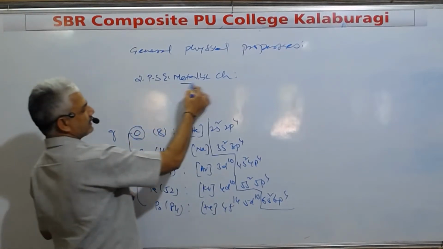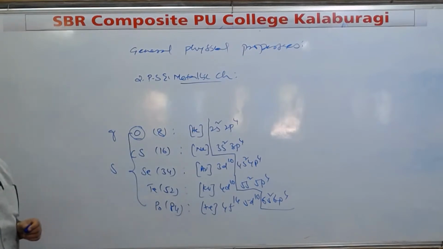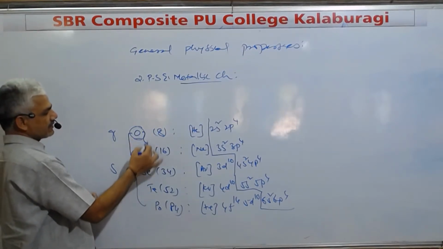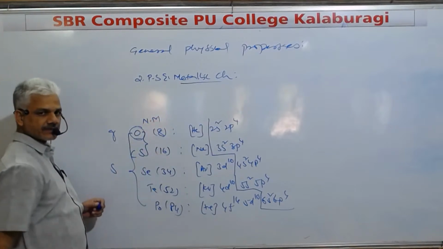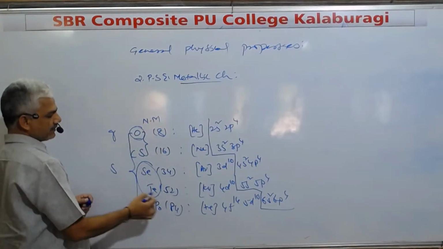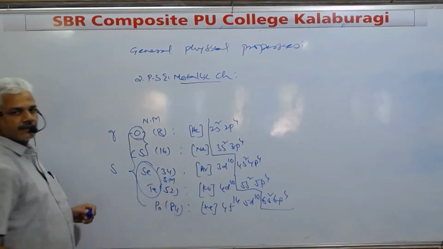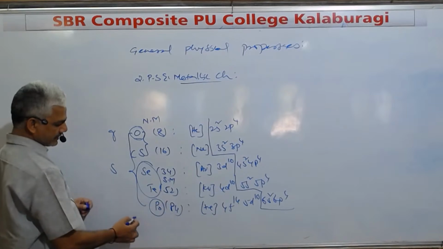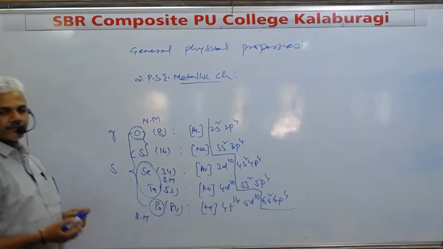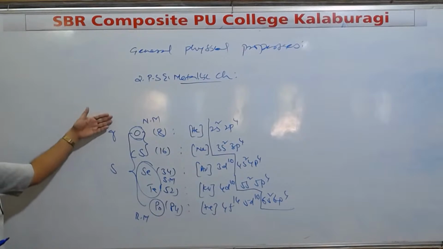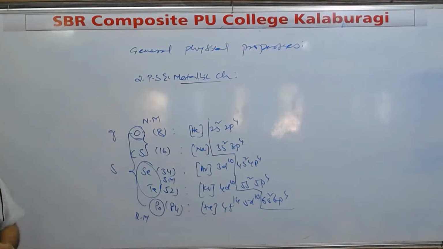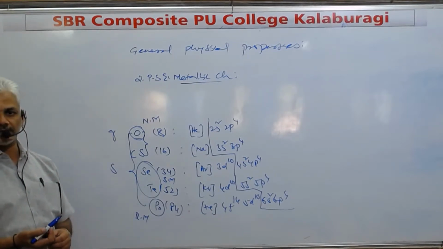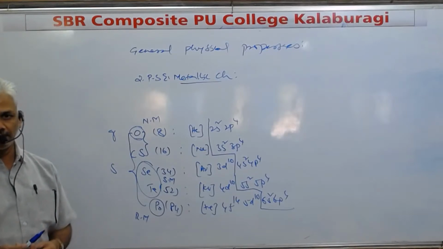What about metallic character? Oxygen and sulfur both are non-metals. Selenium and tellurium both come under semi-metals or metalloids. Polonium is a radioactive metal. So overall, what is happening to non-metallic character? Decreasing. Metallic character is increasing. So this trend is the same as with the other groups of p-block elements. Right?